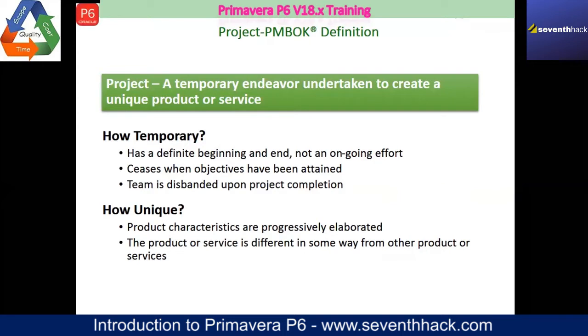How unique? Product characteristics are progressively elaborated. So sometimes some bigger projects are divided into phases, and the details of the phases are kept at the top level. So suppose I have a 5-year project, I would like to chop that up into 5 phases: phase 1, phase 2, phase 3. Like if I'm doing a metro rail construction, the first phase will be getting the legal formalities, mapping, the geo positioning of the rail route. Okay, and then getting the land permission, acquisition of the land, and all that stuff. So I'll call that phase 1.